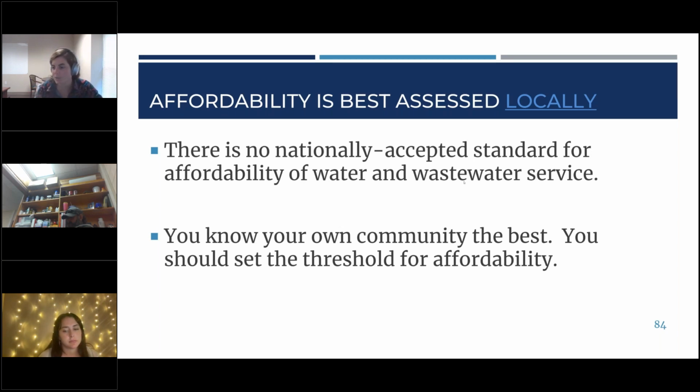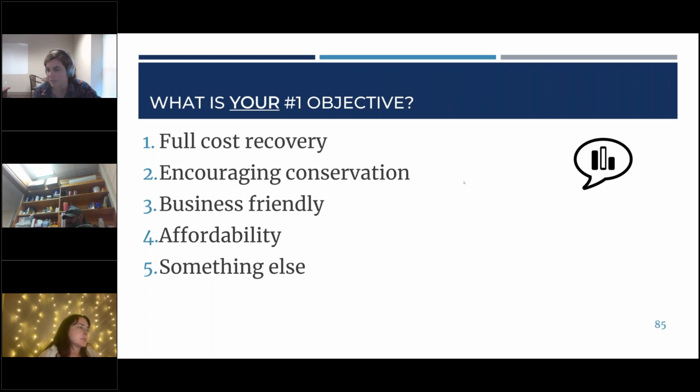So I'm going to launch a couple of polls here, give you a second to do something other than listen to me. So first, in terms of the objectives that I just talked about, first we want to know which of these is your number one objective at your utility. If you're not from a utility, you can just put in what your number one objective would be if you worked for a utility.